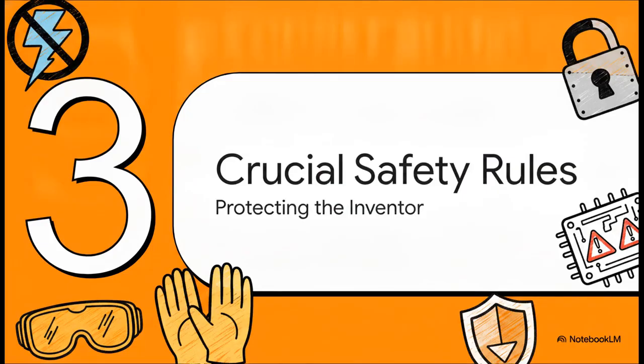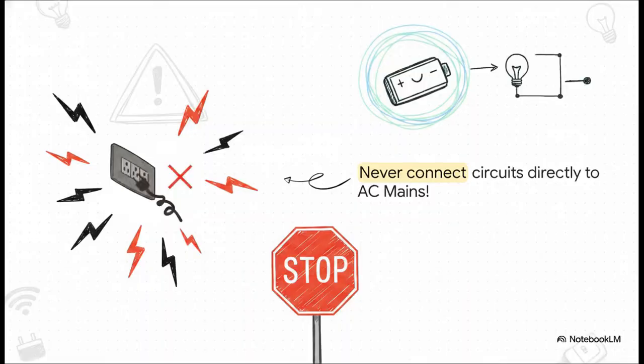Moving on to Section 3, crucial safety rules. Protecting the inventor. We have our tools ready, but before we get our hands dirty, we have to talk safety. Let me be incredibly clear about this one. Danger. Never connect electronic circuits directly to AC mains. That means do not plug your beginner circuits into the wall outlets. It is a severe, life-threatening hazard. You must always use appropriate low-voltage power sources, like simple batteries, when building these introductory projects. There's absolutely no bypassing this rule.